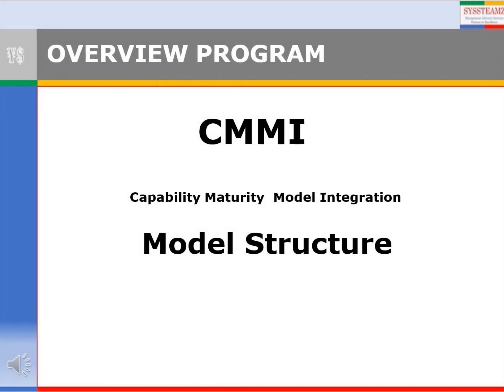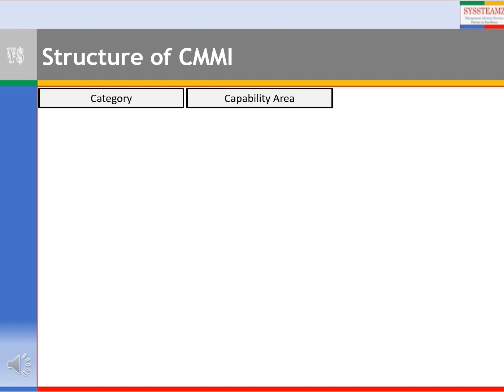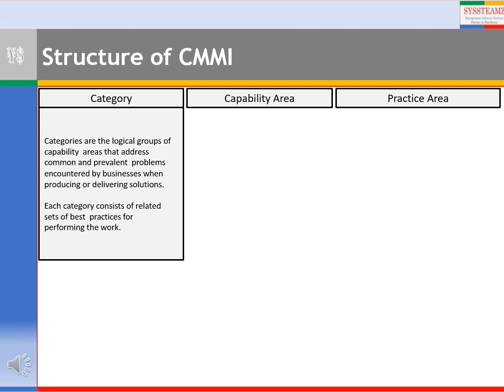Let's now look at the CMMI model structure. The CMMI model is divided into categories, which are further divided into capability areas, which again are further divided into practice areas. Categories are the logical groups of capability areas that address common and prevalent problems encountered by businesses when producing or delivering solutions. Each category consists of related sets of best practices for performing the work.